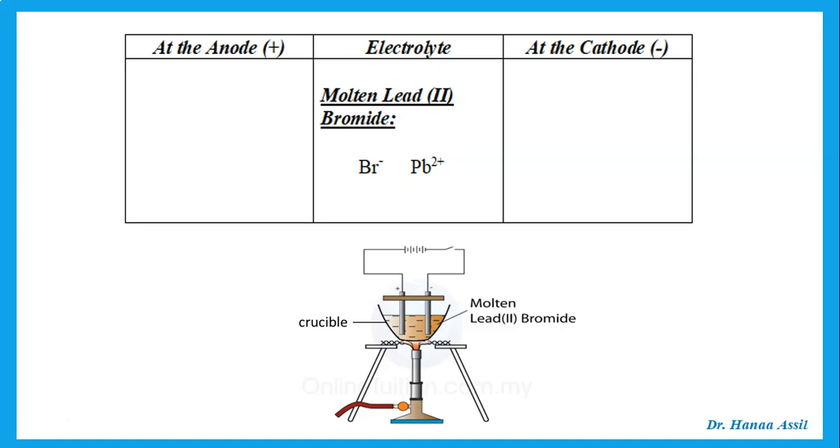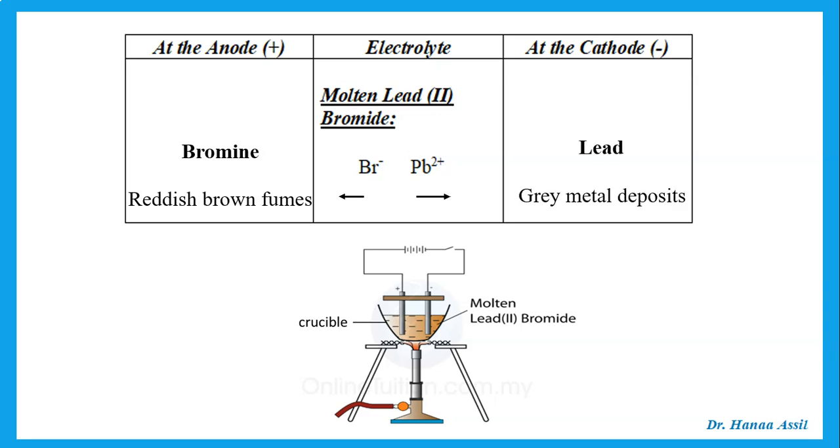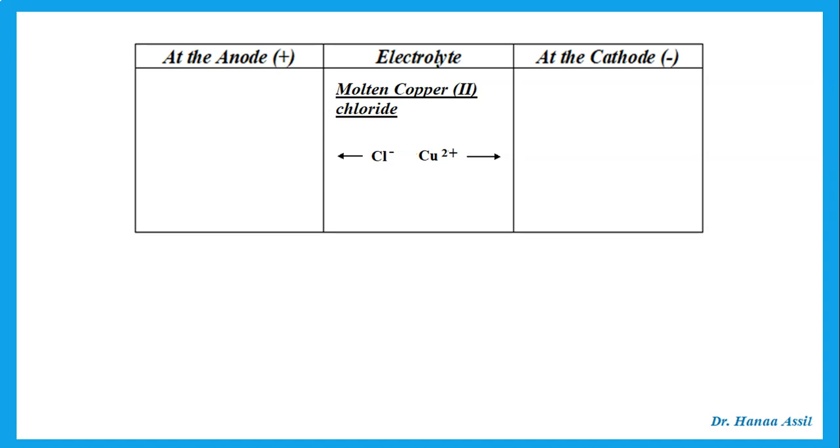What if we're doing molten lead(II) bromide? The bromide is negative, it goes to the positive electrode and forms bromine, which is reddish-brown fumes. At the cathode, the lead 2+ forms lead, and this is a gray metal. Please note, is the question asking, name the product or what is observed? The name is bromine, for example, or lead. What is observed would be reddish-brown fumes or gray metal at the other electrode.